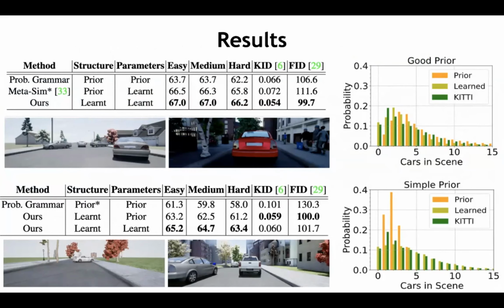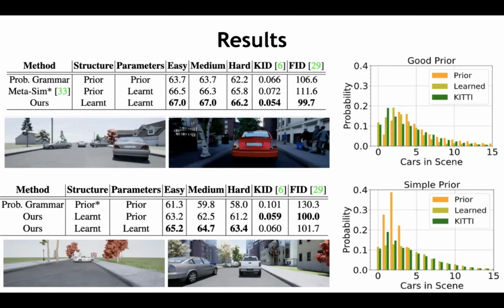The results here show two different settings. In the top setting, the structure prior is kind of good, so we already have more cars and more buildings being placed. In the bottom, we start with a very bad prior, so there are almost no cars. If you look at the left side, there's only one car on the road, no buildings and so on. We also wanted to see if the model can learn.